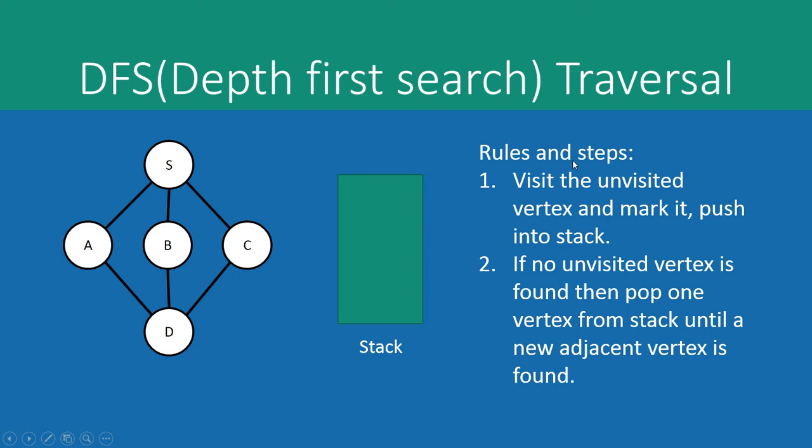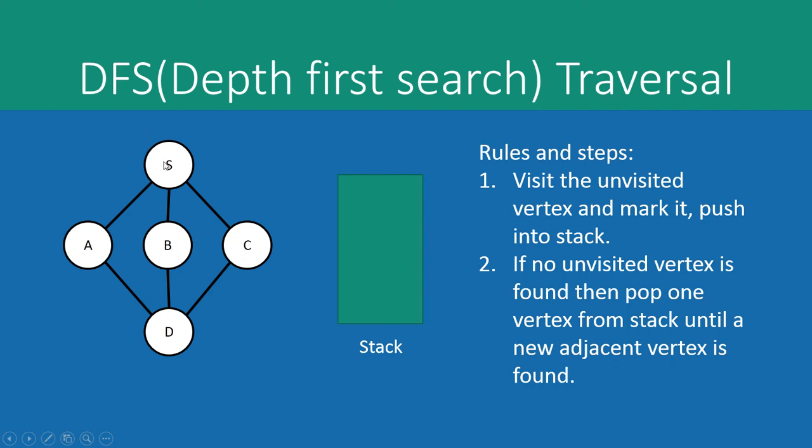The first rule is visit the unvisited vertex, mark it, and push it into the stack. What this really means is that, let's say I wanted to start my traversal from one of the nodes. So let's say I choose S here. That's my starting point of the graph. So you can choose any node you want. It can be B, it can be D, it can be A, or it can be C. You can choose any one, but I'm choosing S here.